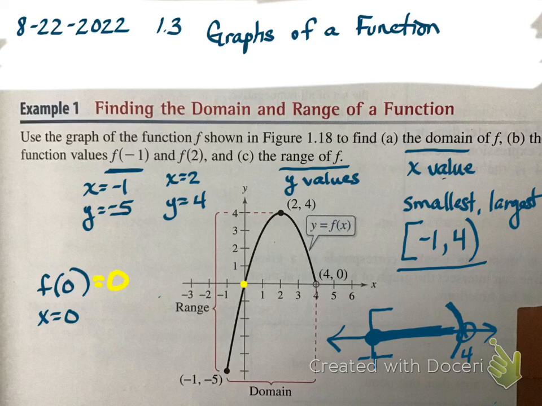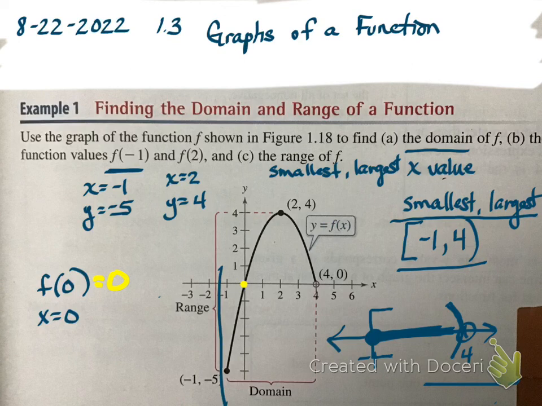Now, range values are the y values. And just like when we did domain, we wanted to go from smallest to largest. We want to do that again. So the range, we want to go smallest to largest. So we'll start at the bottom and we'll go up. So as we start at the bottom of the graph, we would start right here. And that's our first range value. Range is y, so that's a -5.